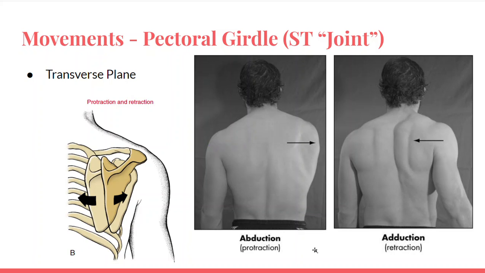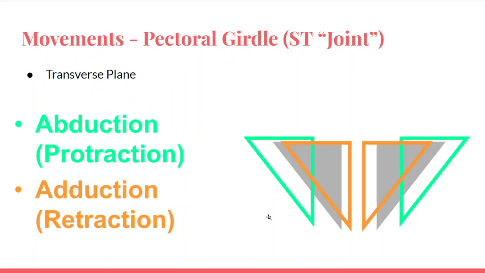Another way to say abduction, some people use the term protraction, and for adduction, they call it retraction. Wherever you move on in your education, people may use these terms interchangeably, or they could even have different definitions for protraction and retraction. On our diagrams, again, gray is neutral. Abduction or protraction, away from the midline, is in green. And remember, our midline is straight down the center. Then adduction or retraction is towards that midline.